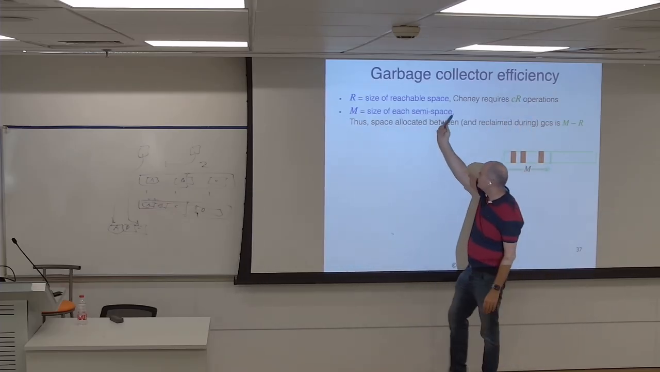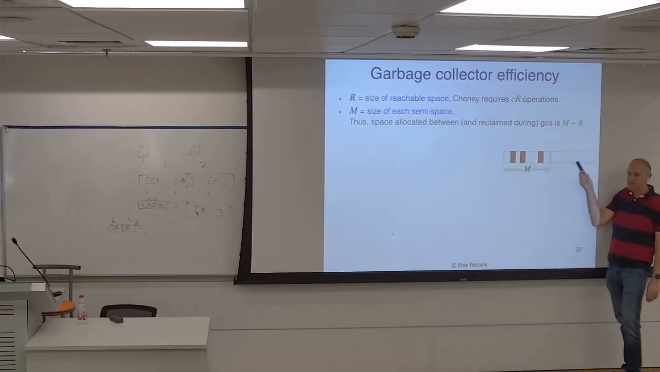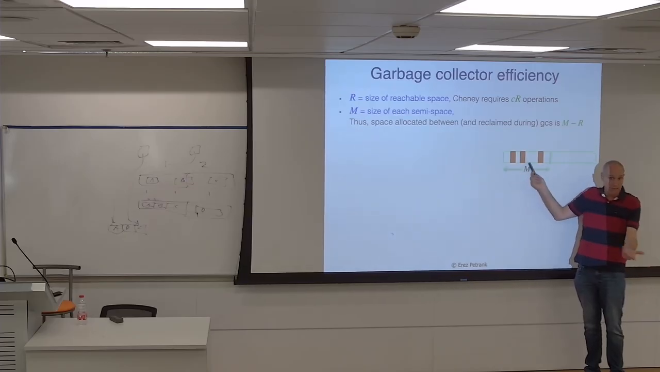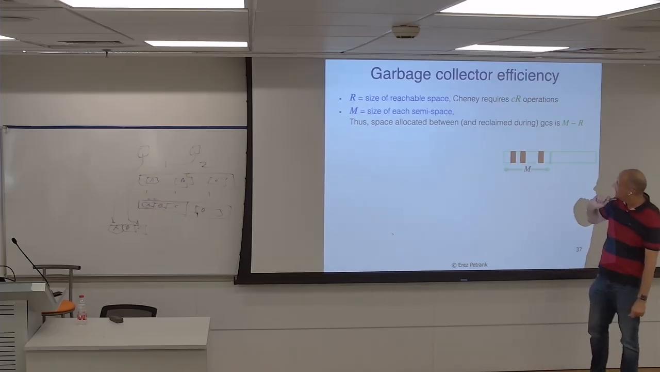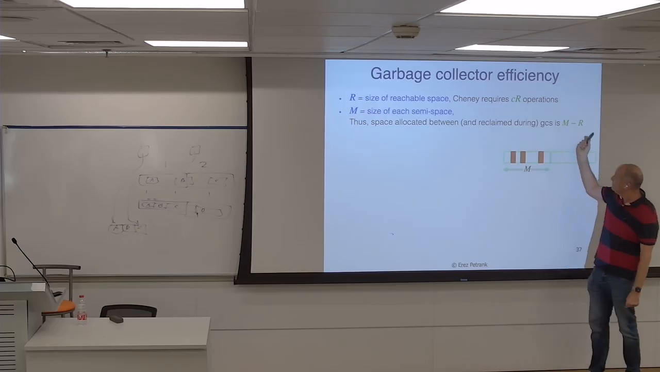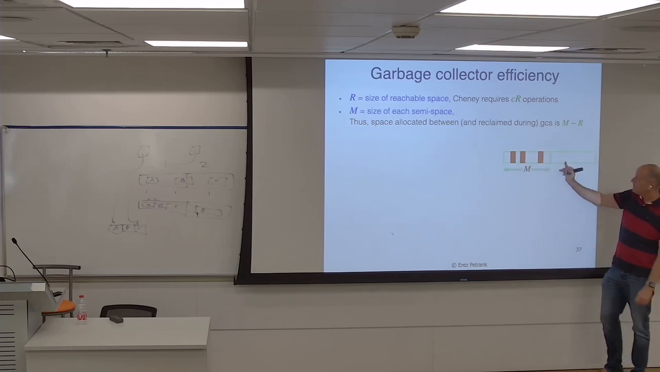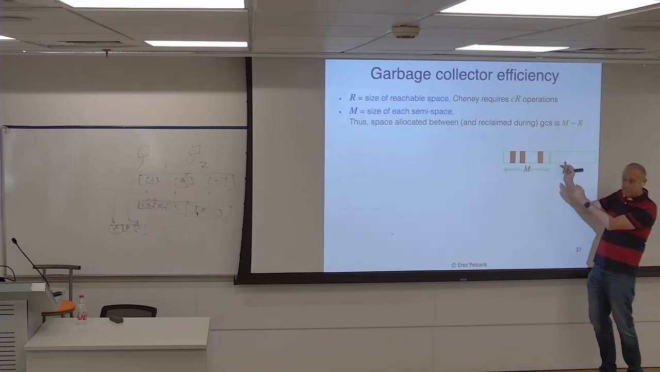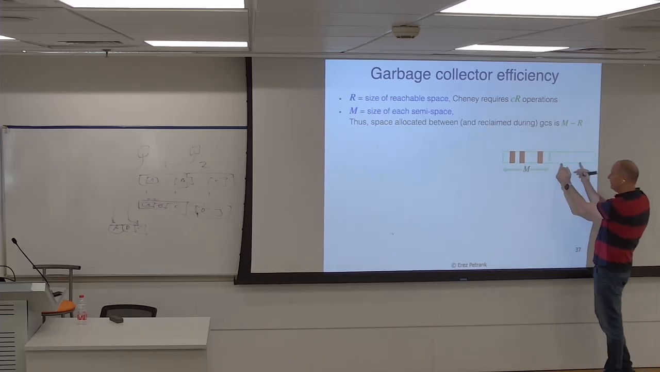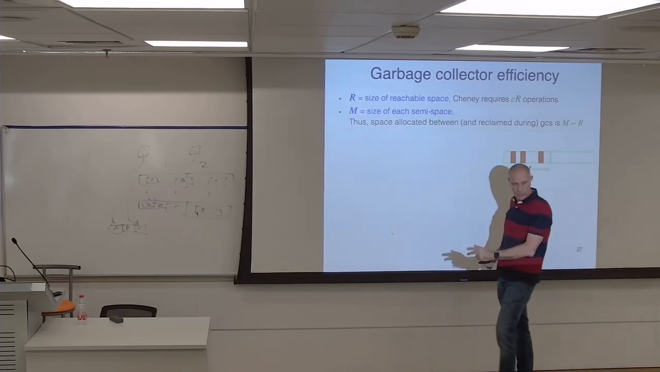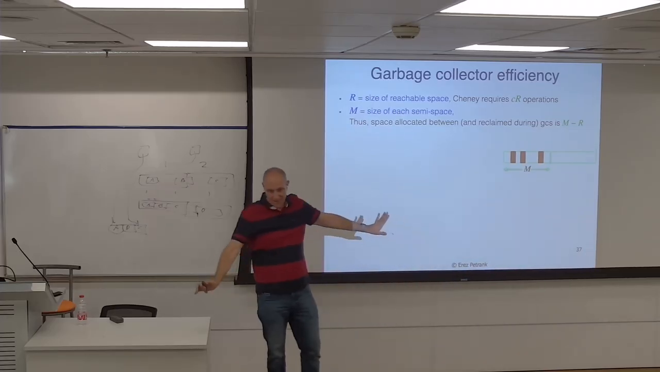Now say that the size of each semispace is M. So I have reserved M words, and I have M words in from-space. Some of them are reachable, some of them are non-reachable objects. And so the space that I allocate between two collections is M minus R. Let's see what it means. When I do a collection, I will copy the reachable R space to the beginning, and then I will have M minus R space to allocate in until I need to do a new collection. Is that okay? We agree.